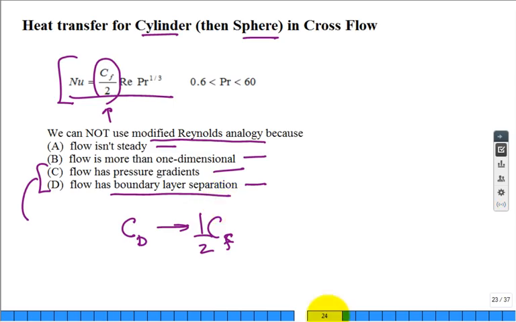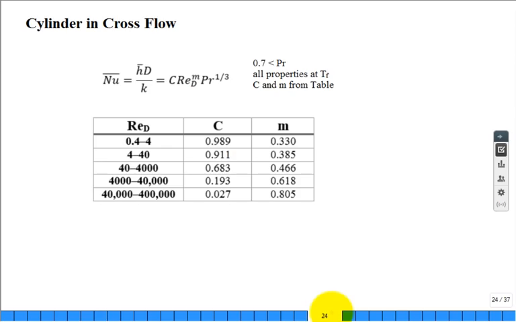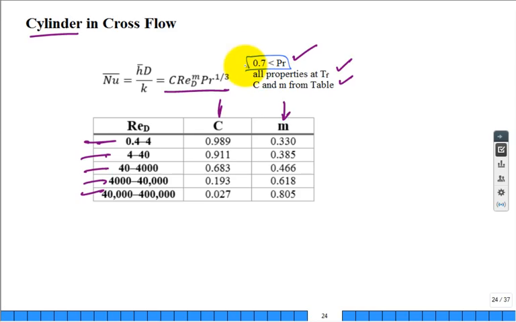So what they do is they just go and get empirical curve fits. They say, in this range of Reynolds numbers, use this value of C or this value of M in a very simple correlation for flow across a cylinder. And notice that they always have little footnotes. Pay attention to the footnotes. They'll say this is for a Prandtl number 0.7 or above. This is good because that includes air and water, and most of our fluids are air and water. All of these properties are evaluated at T subscript F. What is that subscript F for? The film temperature, the average of the surface and the free stream. And you get the coefficients from the table.